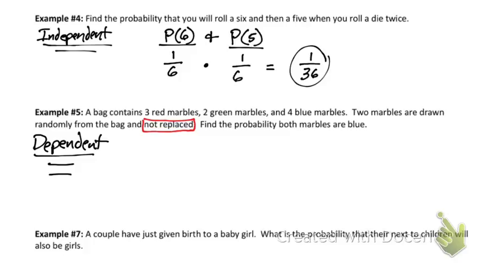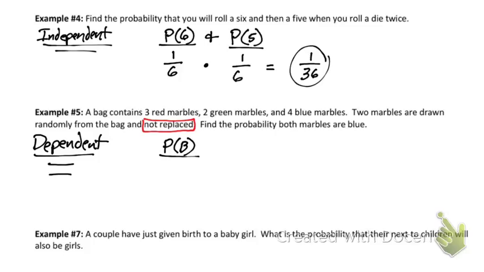So let's read the question. The question says, find the probability that both your marbles are blue. So let's find the probability of me just picking 1 marble and it happens to be blue. That was a P that turned into a B. Probability of picking a blue. What is my probability of picking a blue?